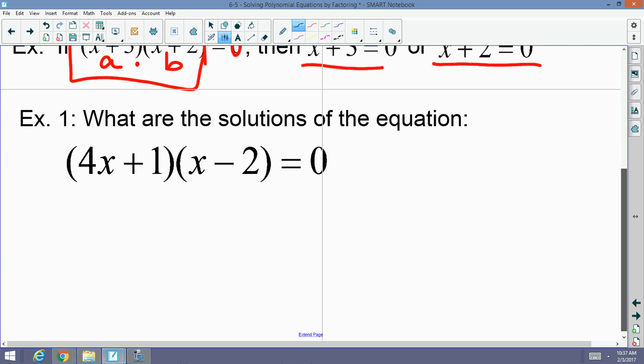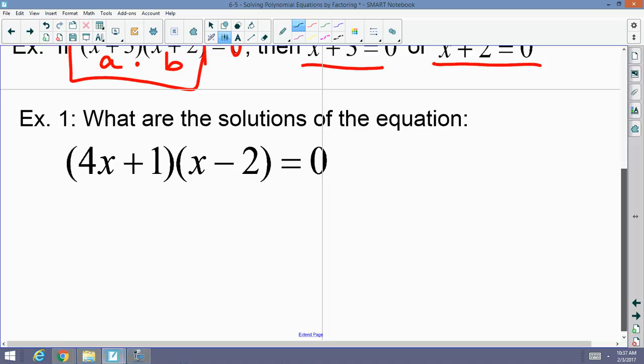Excuse me. Okay, so what are the solutions of the equation? I already factored it out for you. This is what you're left with. So when I am left with a product that is set equal to 0, what must I do to every single factor of that product? Yes, sir.